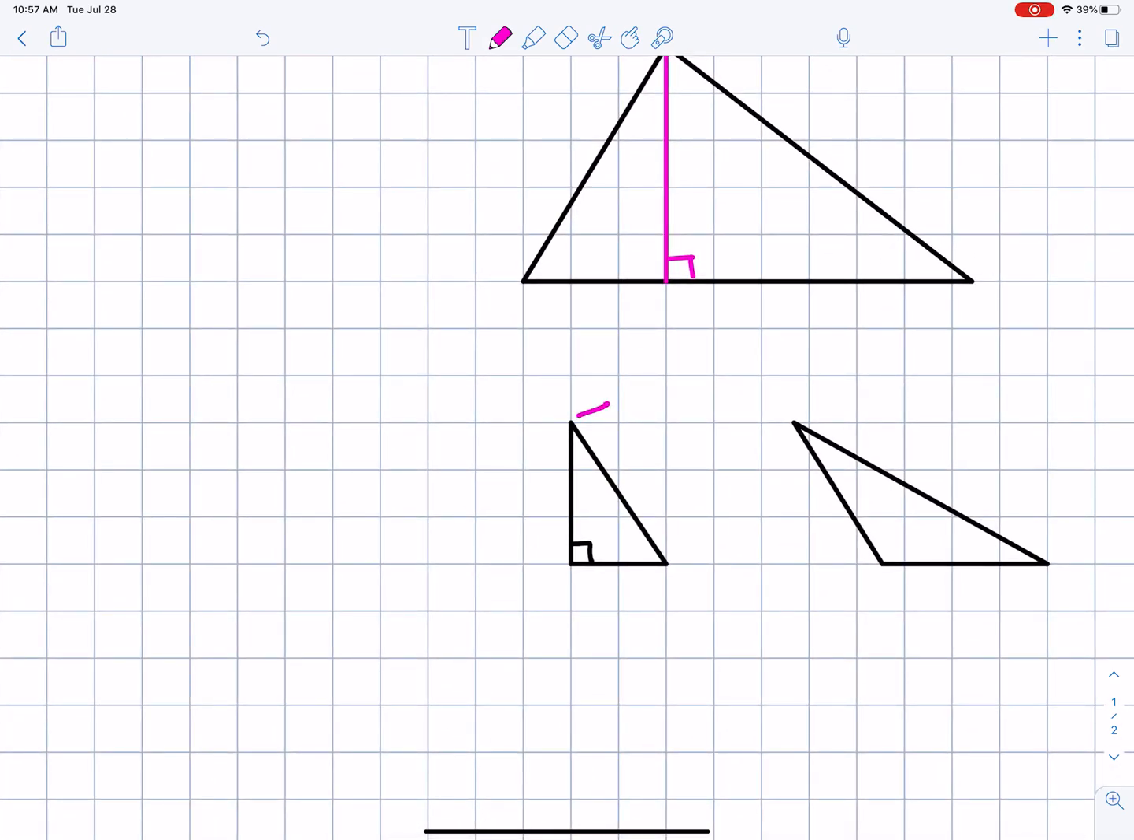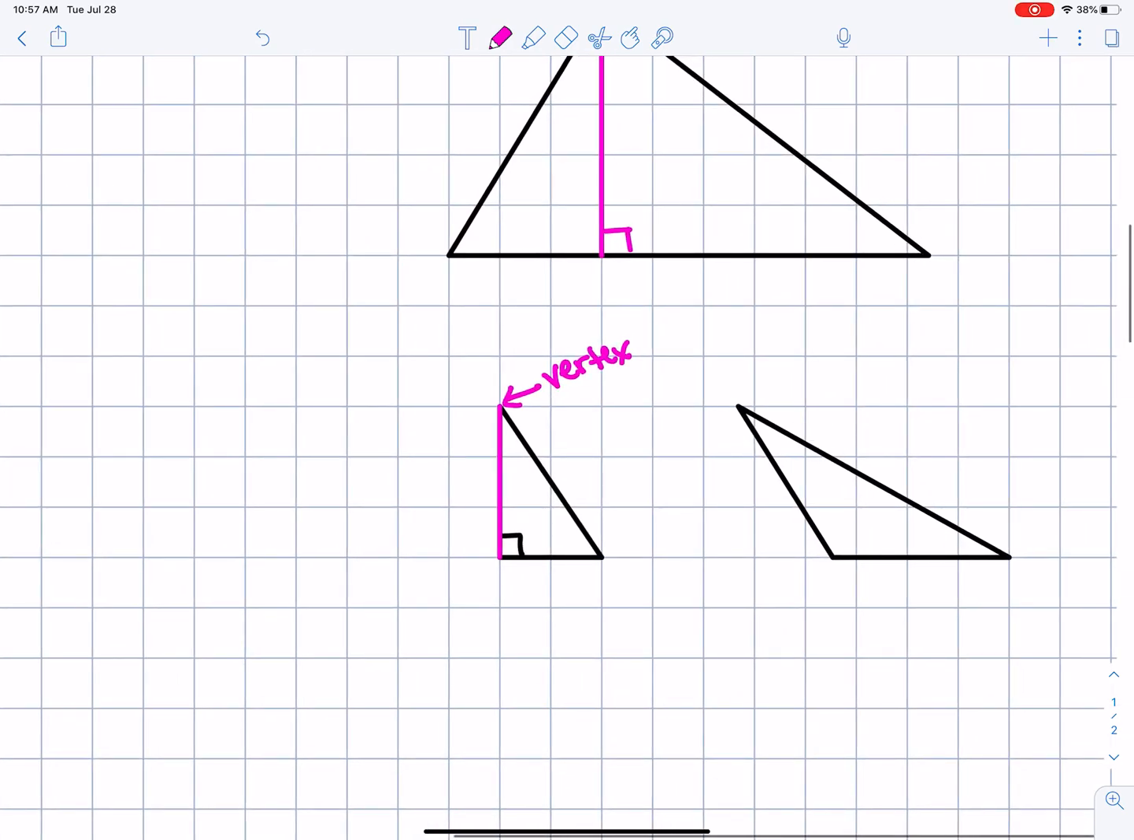So in our right triangle, if this is the vertex, then this leg actually becomes the altitude. And here's something crazy. This is an obtuse triangle. And so if this is the vertex that we're choosing, our altitude actually happens to be outside the triangle. And you remember this from elementary too. If you had a triangle that looked like this, they would draw the altitude outside.